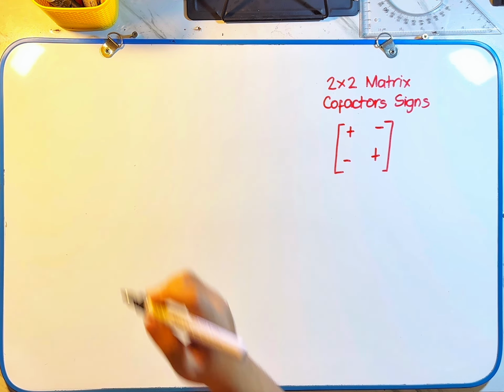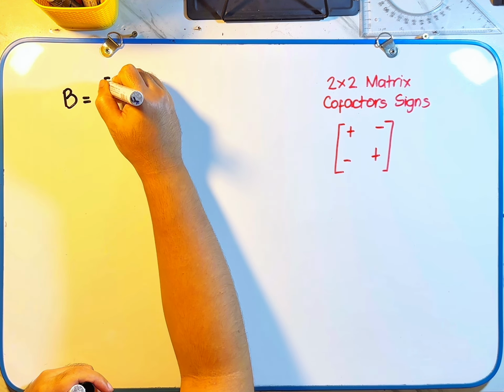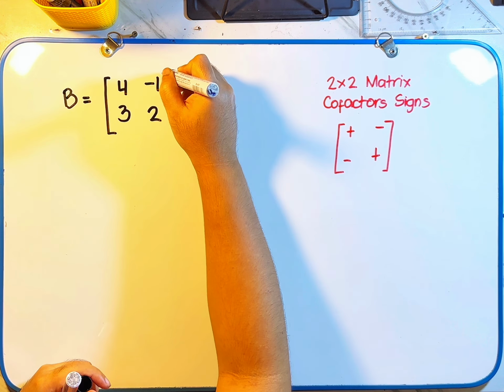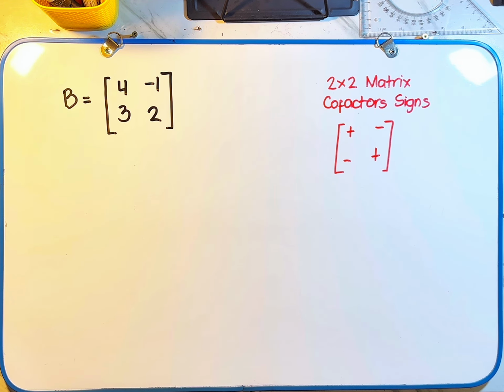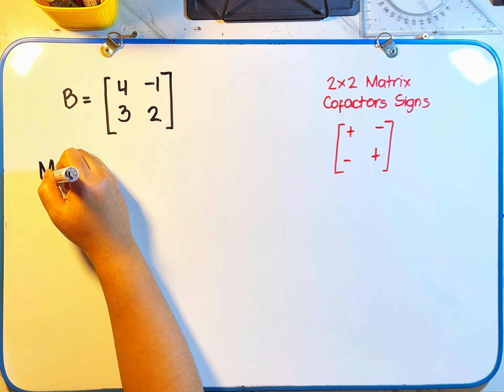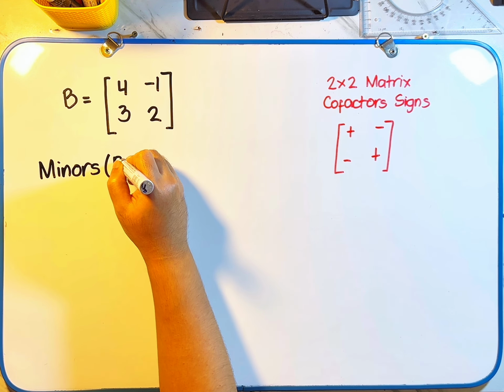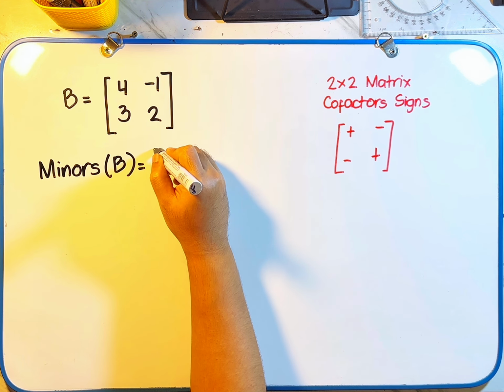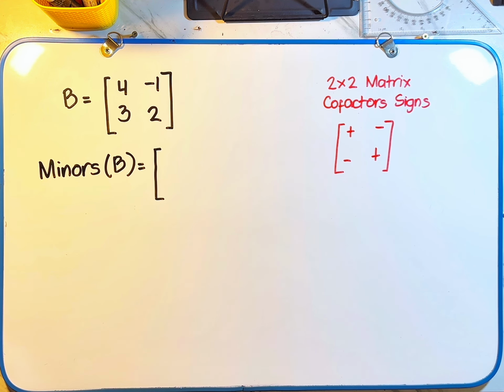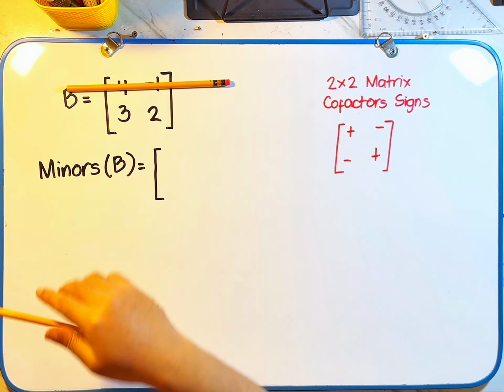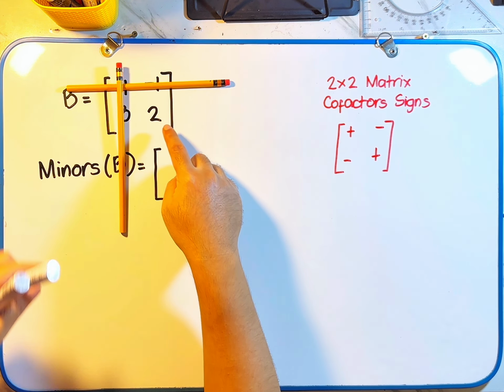Now let us try this one. Let us try to solve for the minors and cofactors. Let's begin with the minors. The minors of matrix B is, you know the concept. Okay, for the element in the first row, first column, let's block the first row and the first column. And we're left with 2.